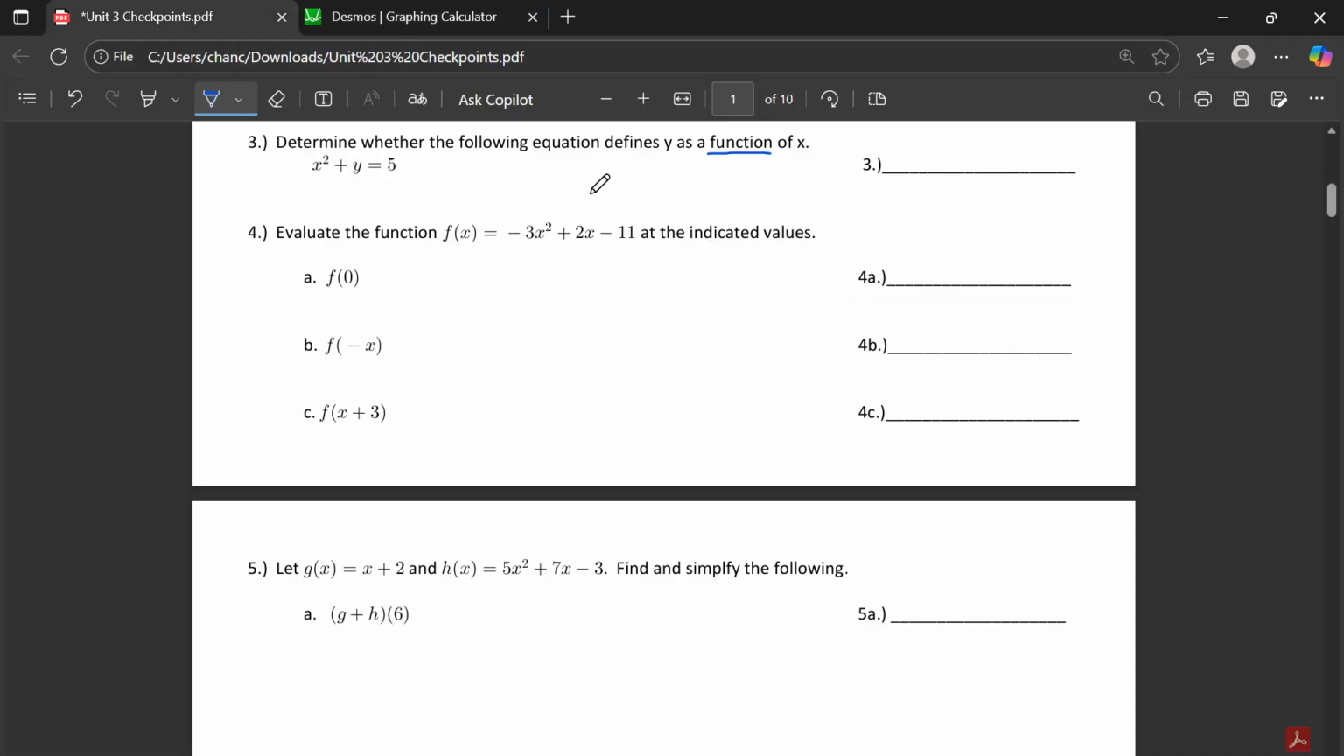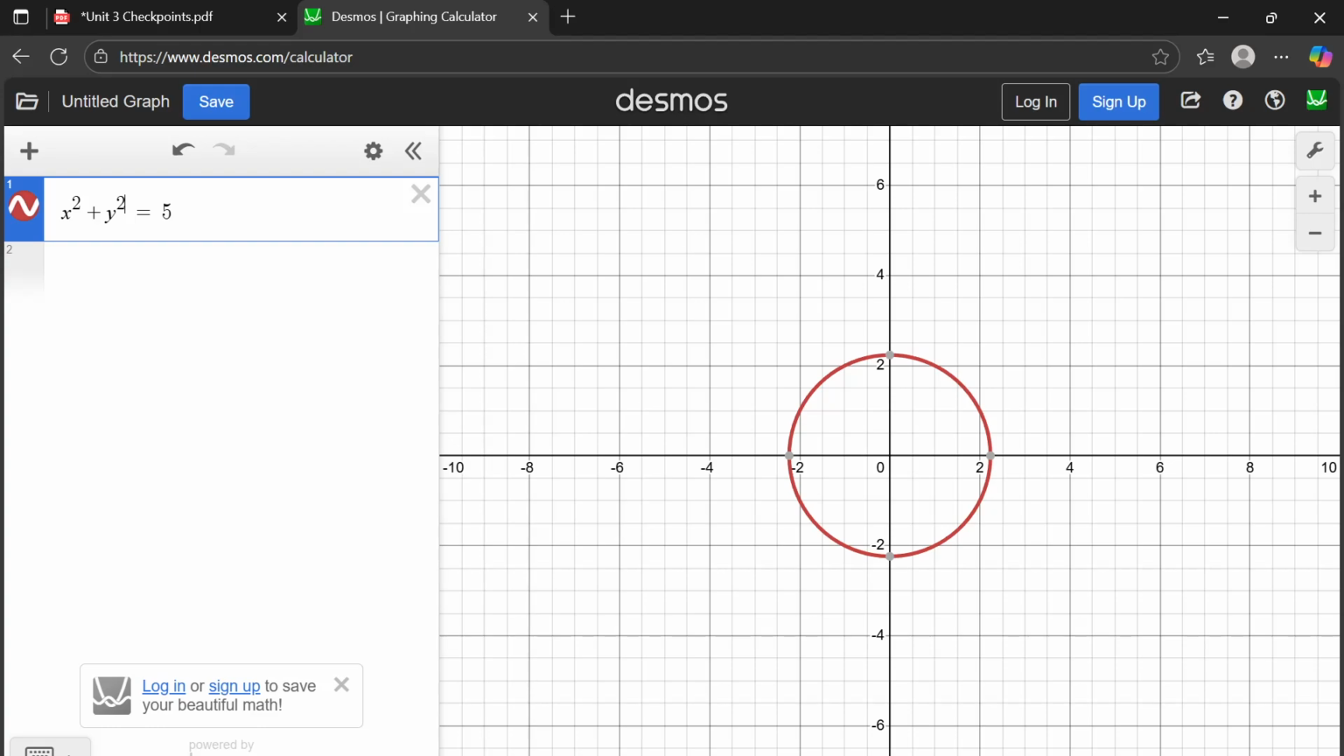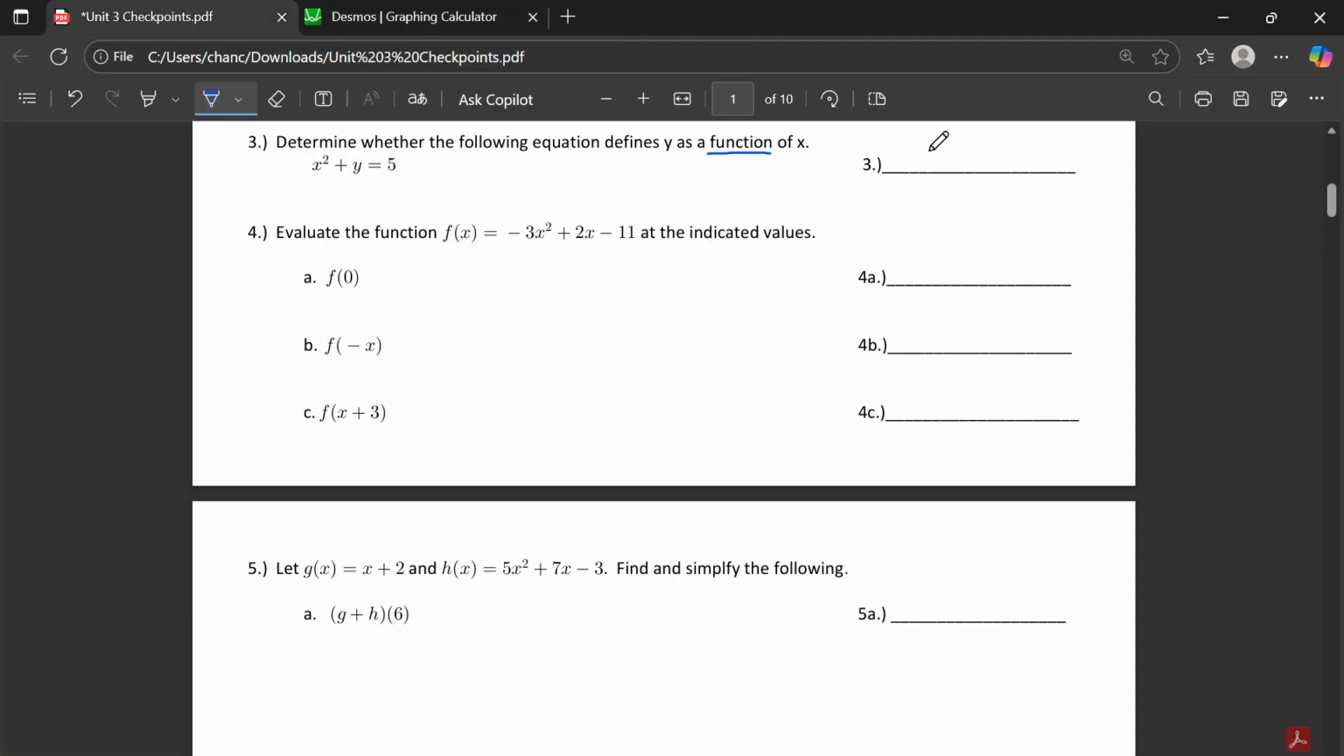The answer is yes, but without graphing it, all you have to do is look to see if y has an exponent of 2. Thankfully, it doesn't. We can investigate what that would look like if it did. If it were y squared, suddenly that becomes the shape of a circle, which does not pass the vertical line test. So as long as y is by itself with no exponents, then the answer here is yes.